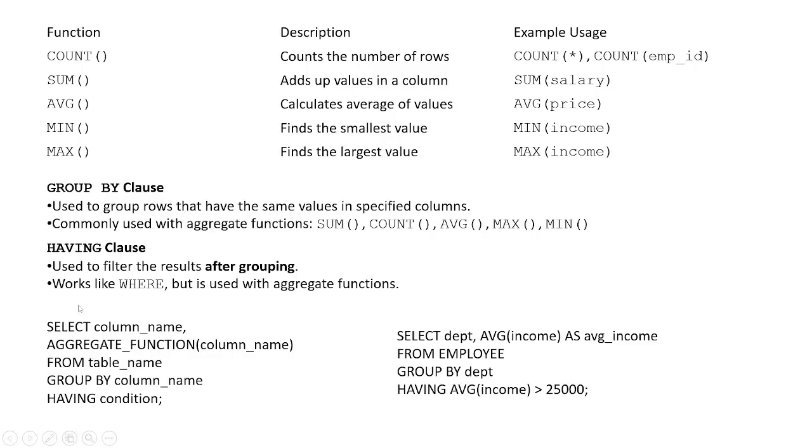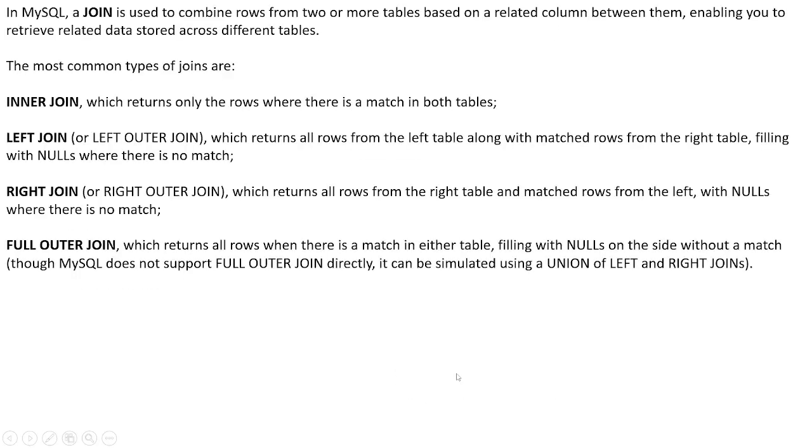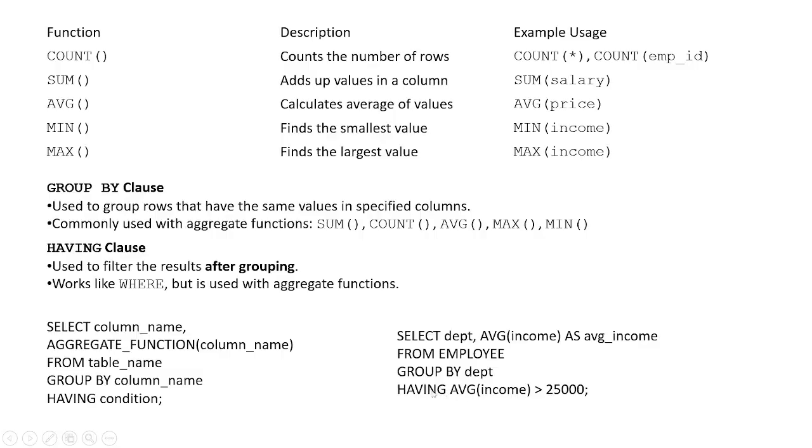So here, as in this example, I am going to select department, and here instead of average, I will do sum of income as sum of income from employees group by department. Here we are using group by department and having clause. Firstly, where clause is used normally. Here we can ask why don't we use where, because we are querying some data. But when we are using group by, we must use having.